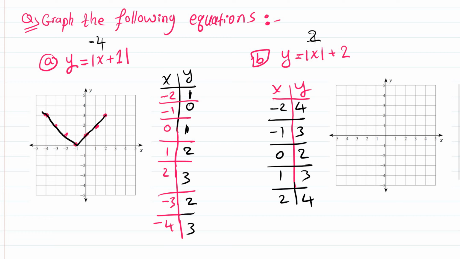Now plot these points on the coordinate plane: negative 2 and 4, negative 1 and 3, right? 0, 2, this is 0, 2. 1 and 3, 1 right, 3 up. 2, 4, 2 right, 4 up, and so on. Join these points to get the answer. So as you can see, again we found the letter V.